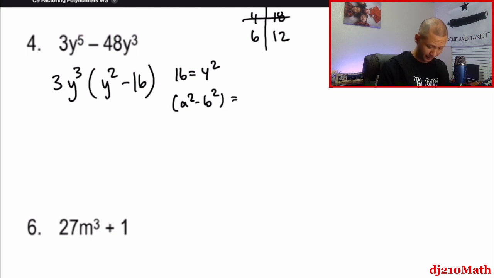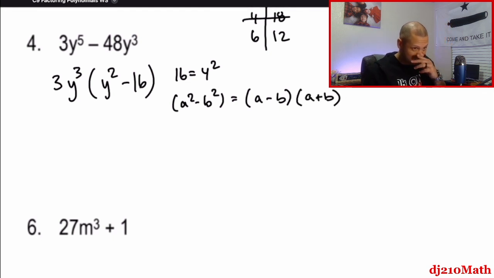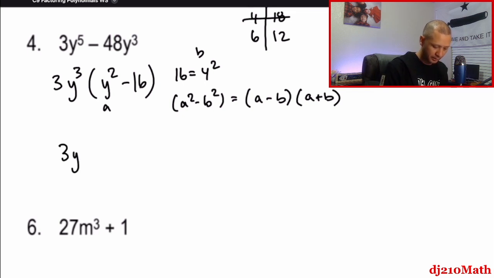Right, we're using the fact that a squared minus b squared can be rewritten as a minus b, a plus b. So a is y, b is 4. So this is going to be 3y cubed, y minus 4, y plus 4.